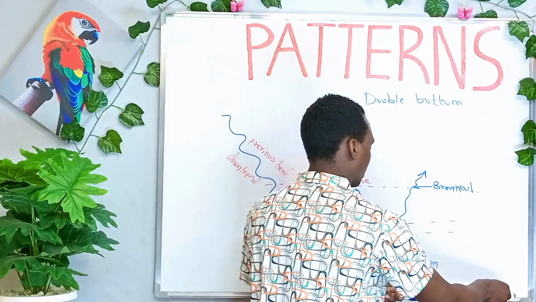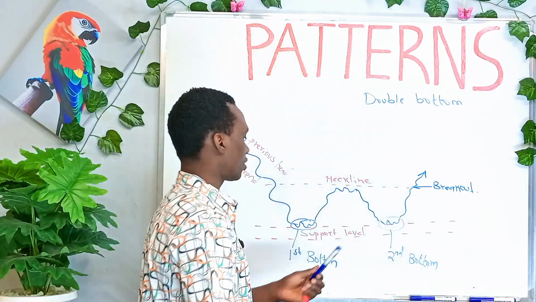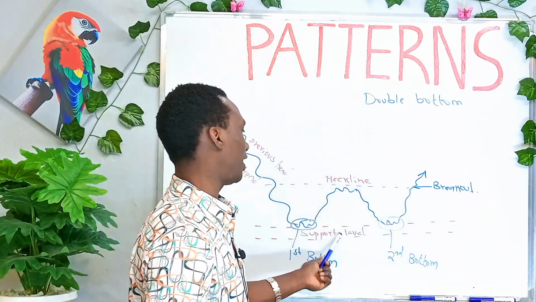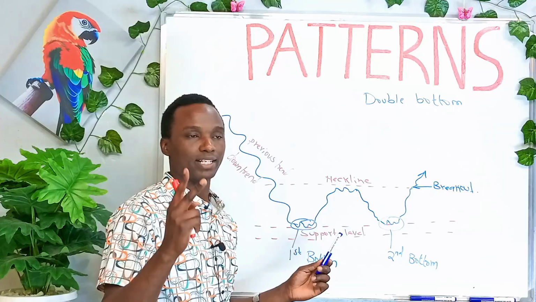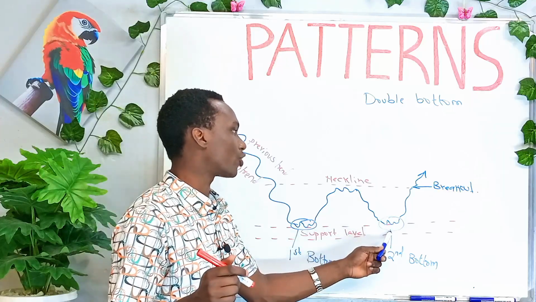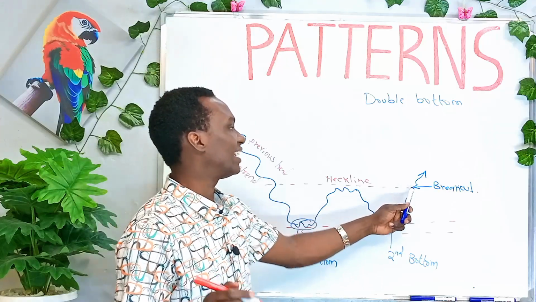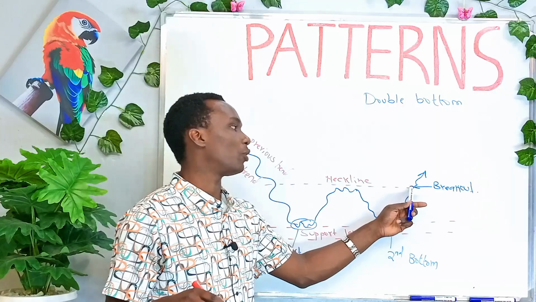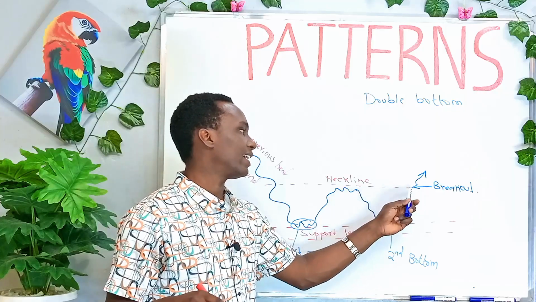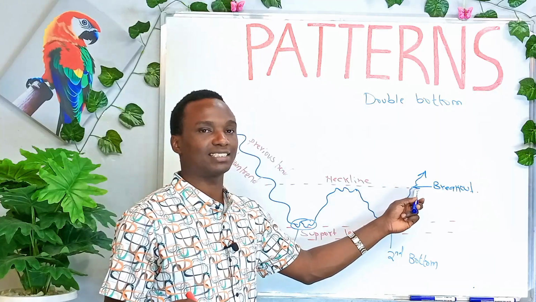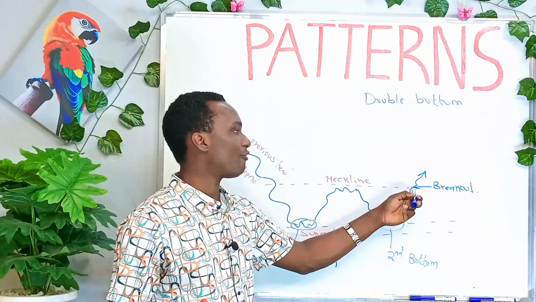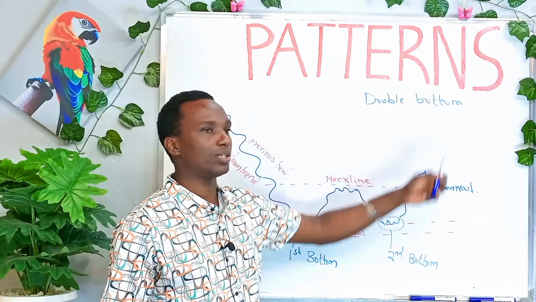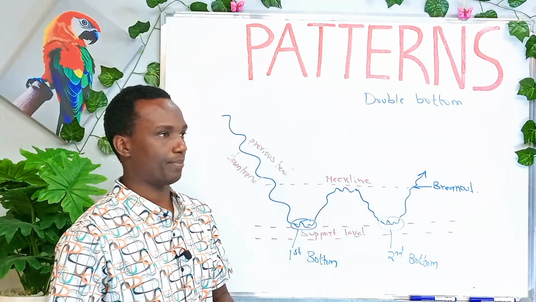Okay, good. So we have our resistance level here. It has been tested twice to form the double bottom. The price, having gained enough bullish momentum, will come and hit the neckline. If the volume matches the price action, we'll have a breakout here and the price will tend to go up.